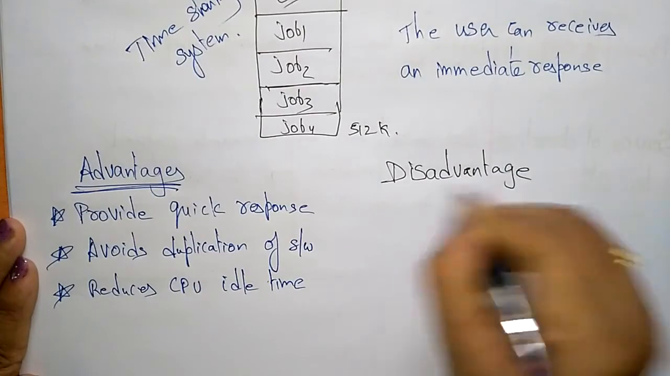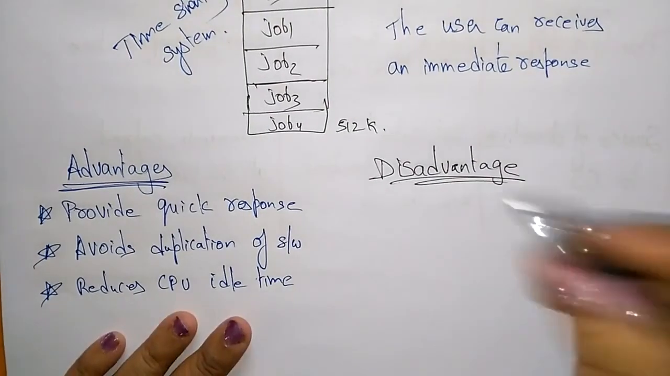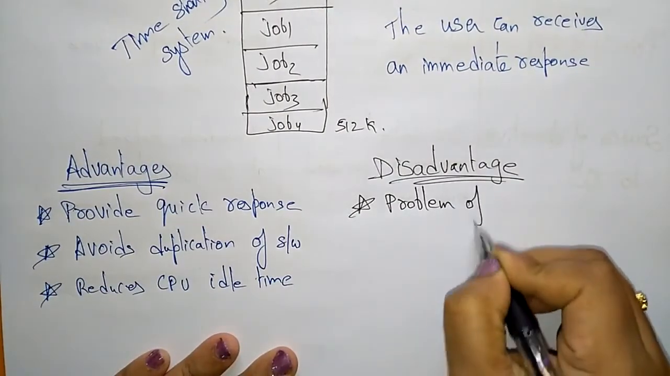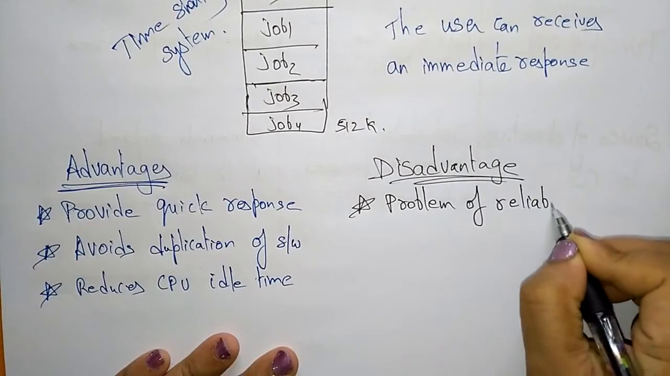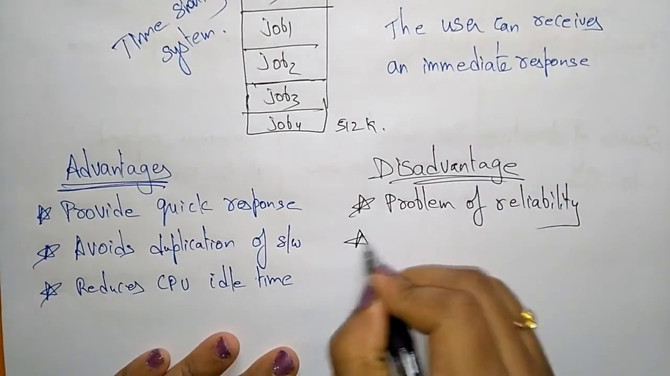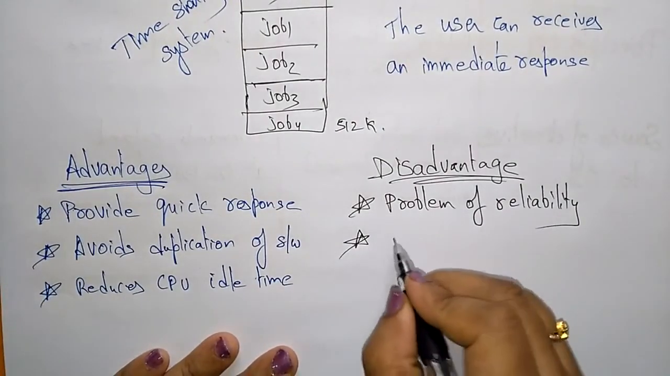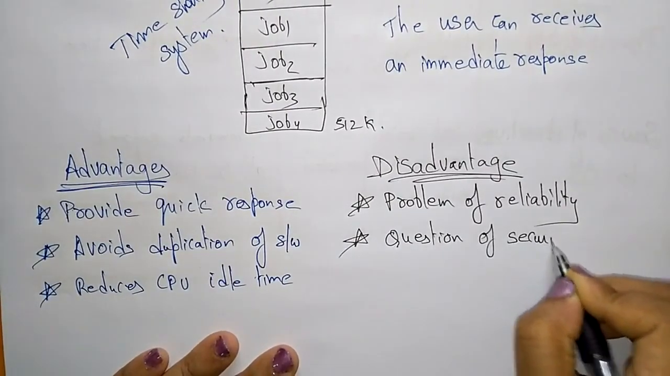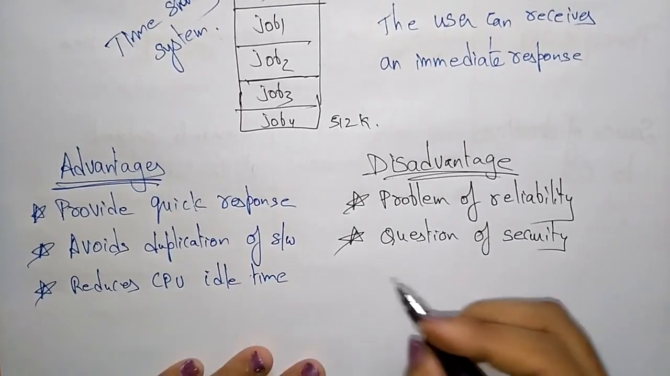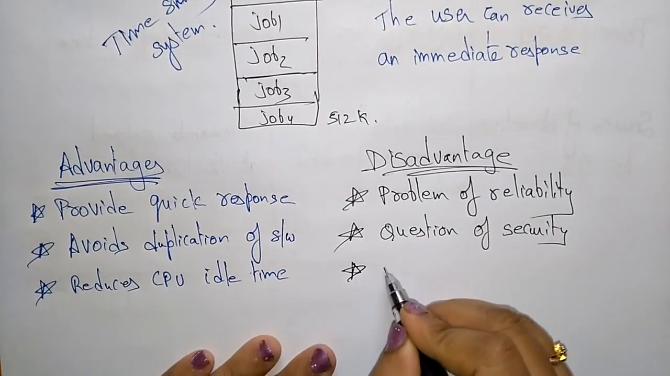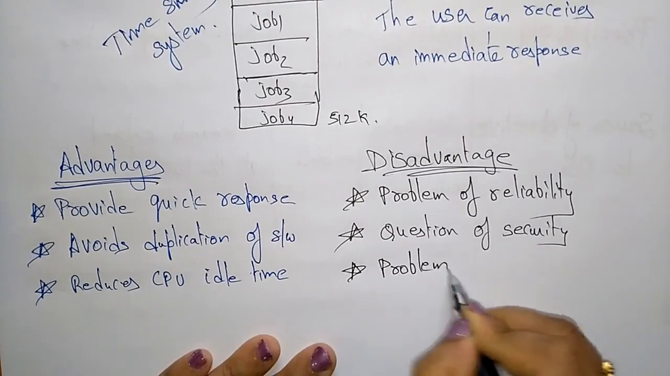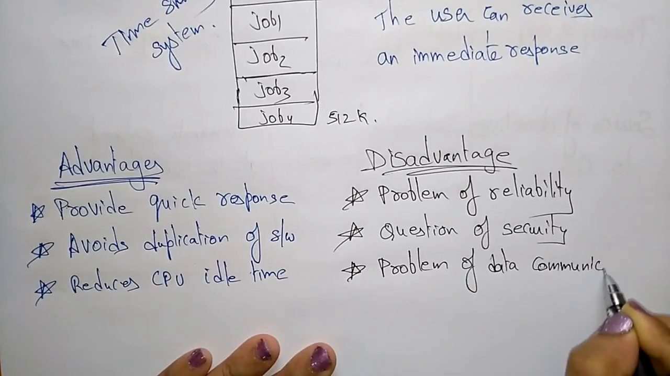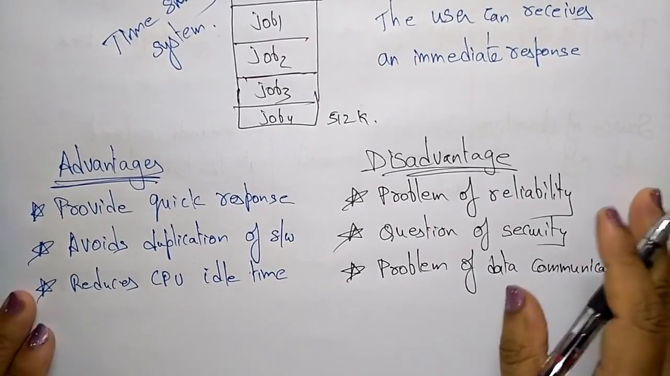Now coming to the disadvantages of using the time sharing system. What are the disadvantages? The problem of reliability, and questions of security arise: the question of security and integrity of user programs and data. In the same way, the problem of data communication will be there in time sharing. So this is about the time sharing operating system.